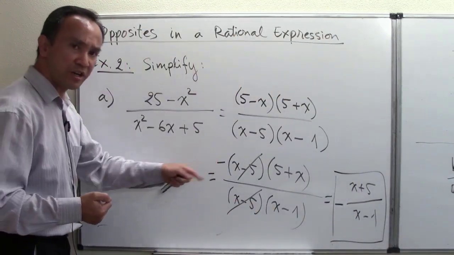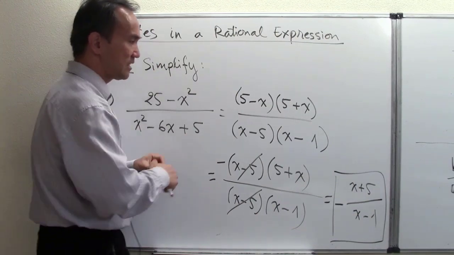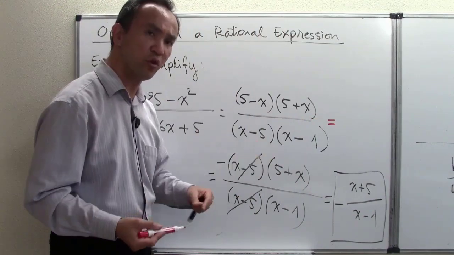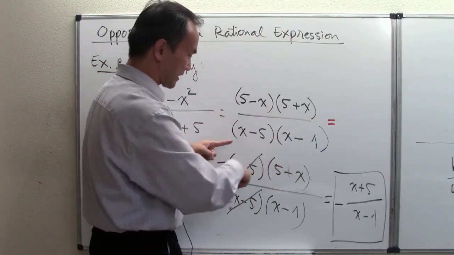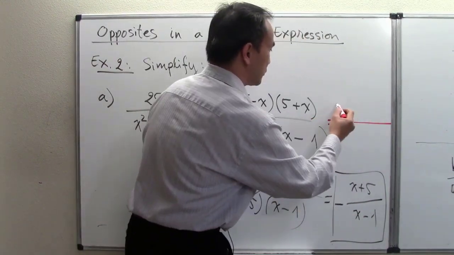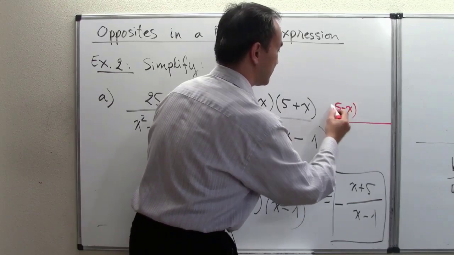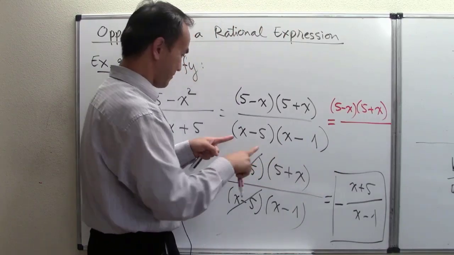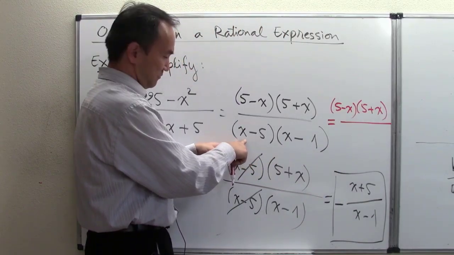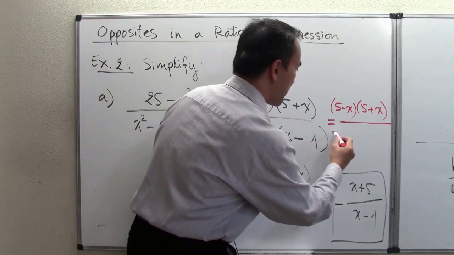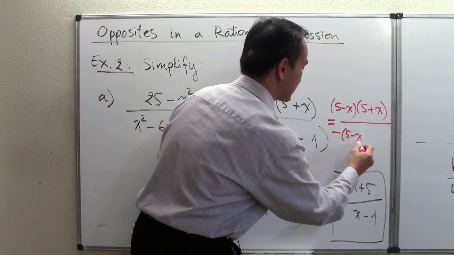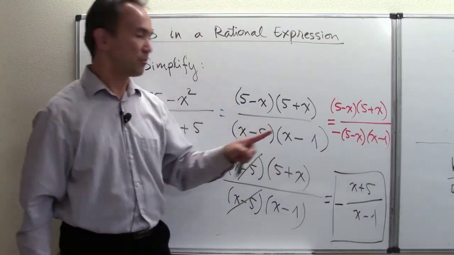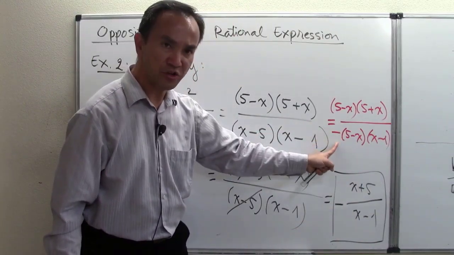Now, the same work right here, I could have done differently. The red ink I'm writing here is just an alternative solution right from that work. I could have decided to keep 5 minus x and 5 plus x in the numerator, but changing that to minus 5 minus x and then x minus 1. And then that would be the same. Now we have a negative expression in the denominator.